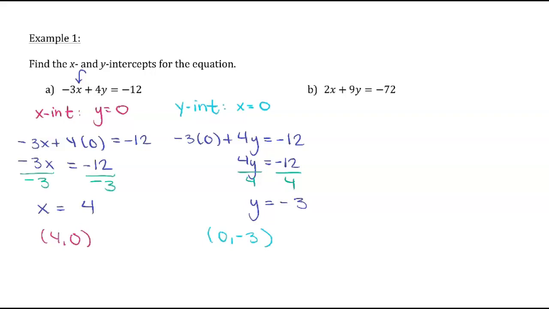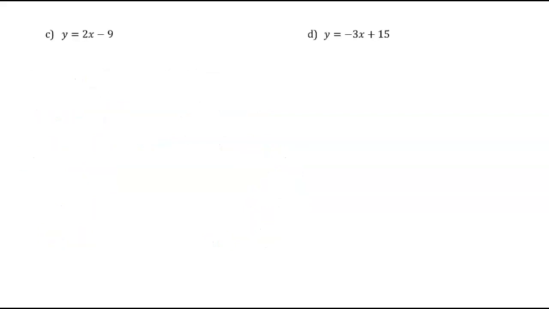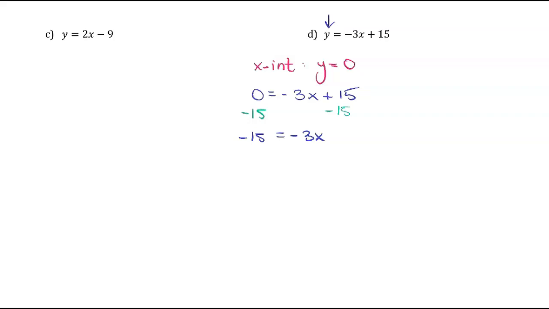Let's now look at part D, still in example 1. We will again start by looking for an x-intercept by setting y equal to 0. Substituting y equals 0 into our original equation, we have 0 equals -3x plus 15. To solve for x, we'll first move the constant term to the other side of the equation by subtracting 15 from both sides. This gives us -15 equals -3x. To further isolate the x, we'll divide both sides by -3.